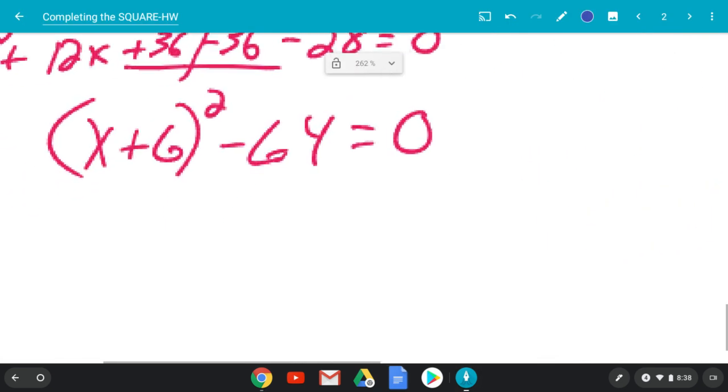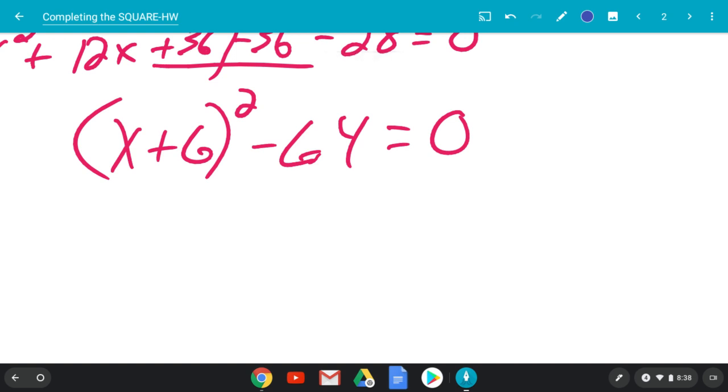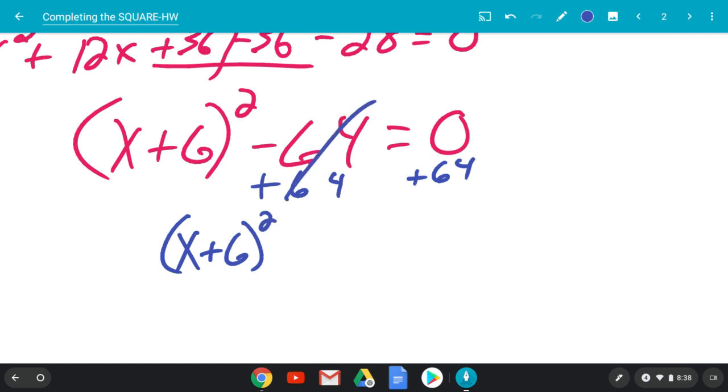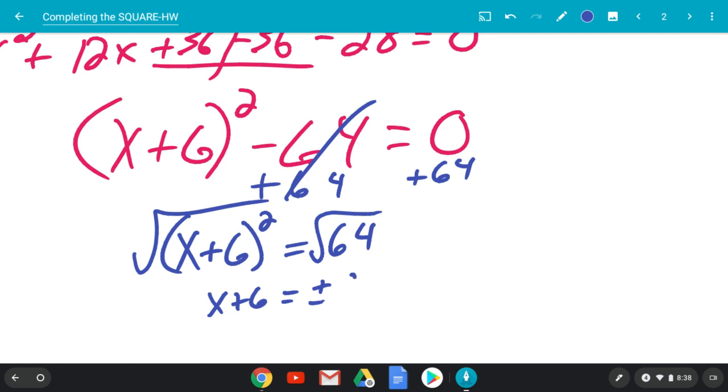All right. Number 19. Leo, walk me through it. Add 64 to both sides. So I have x plus 6, quantity squared, equals 64. Square root both sides. So x plus 6 equals plus or minus 8. Minus 6. So x equals 8 minus 6, which is 2. Negative 8 minus 6 is a negative 14.